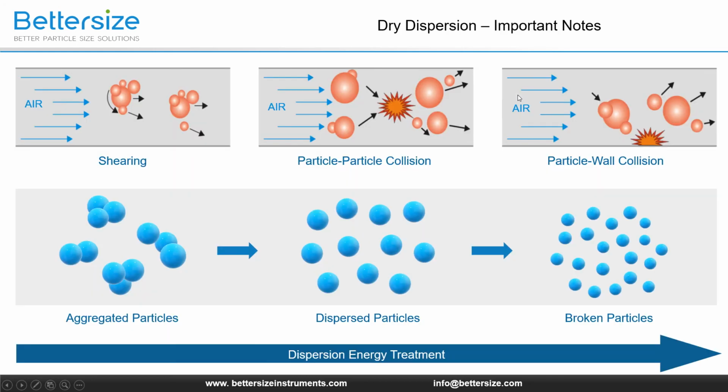Perhaps the most important note for dry measurement is to choose an appropriate dispersion pressure. In dry measurement, dispersion is carried out by three actions: shearing, strong centrifugal and shear forces applied to particles due to airstream; particle-particle collision, where agglomerates with high kinetic energy collide with each other; and particle-wall collision, the most effective dispersing effect, but it is possible to break primary particles if the air pressure is too high.